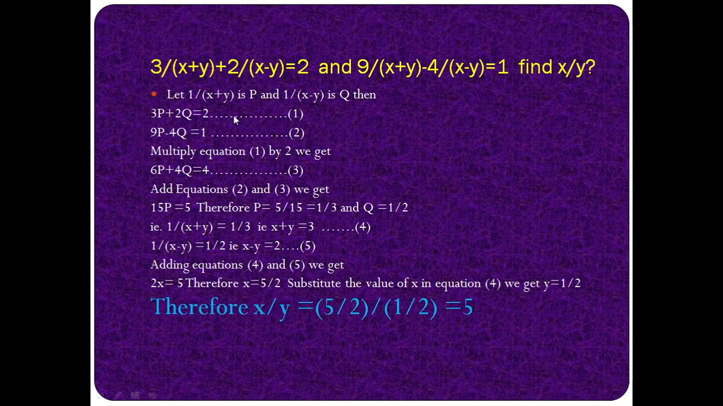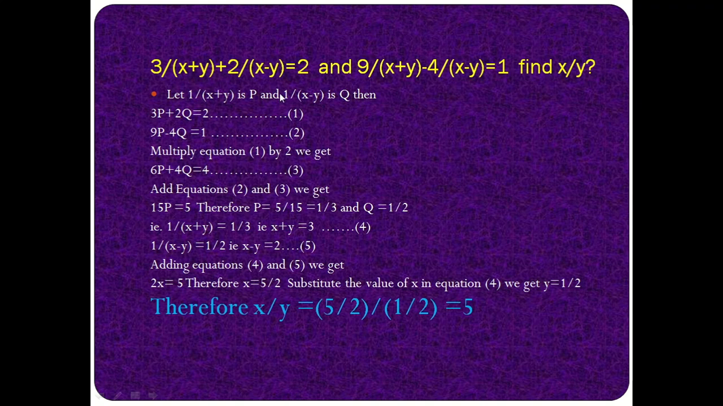So in this case, to make it simple, you will have to assume that 1 divided by x plus y is equal to p, and 1 divided by x minus y is equal to q. Here also we are having x plus y and x minus y. So we are assuming that 1 divided by x plus y is equal to p and 1 divided by x minus y is equal to q.